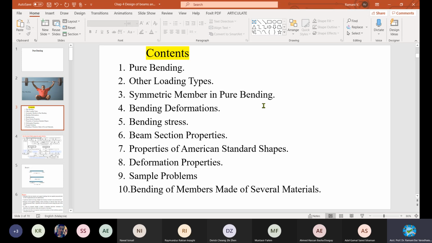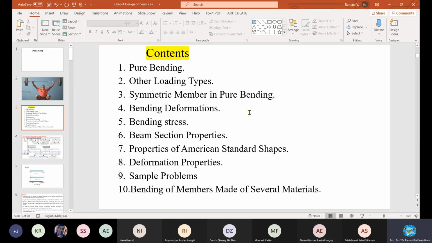We only go for symmetric members, not asymmetric members. What is a symmetric member? When you cut, the cutting section will yield equal sections on both sides. The cross section geometry will be the same. When you cut at any section, it will yield two equal halves on both sides.